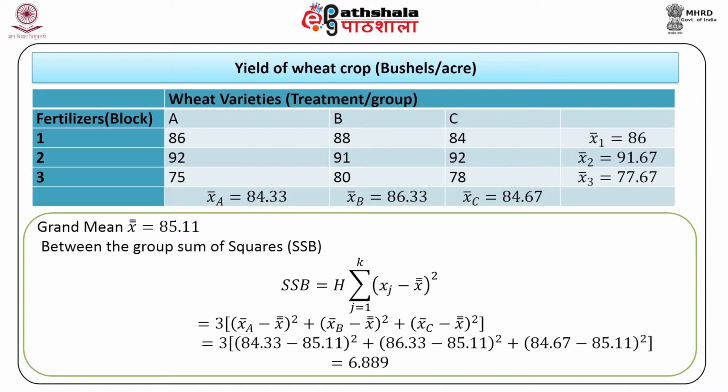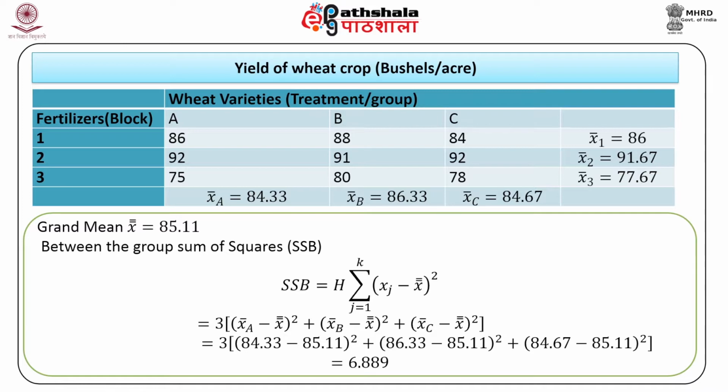XA bar is equal to 84.33, which is the mean of 86, 92 and 75, the three values in the column corresponding to wheat variety A. And XB bar is equal to 86.33, XC bar is equal to 84.67. So we have the mean yield corresponding to each variety of wheat, and in the row we have the mean yield corresponding to each fertilizer or each block. The grand mean X double bar comes out to be 85.11, which is nothing but the mean of all the cell values, which are 9 in this current example.